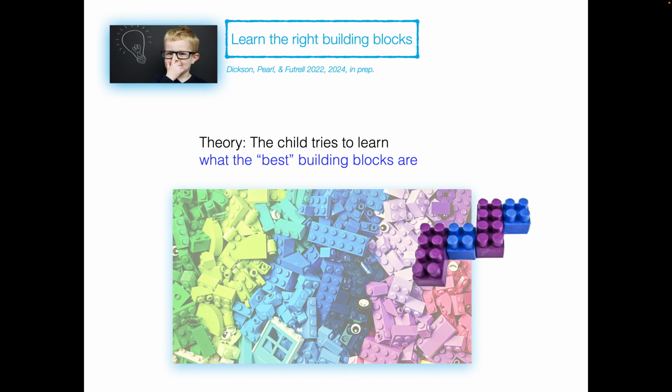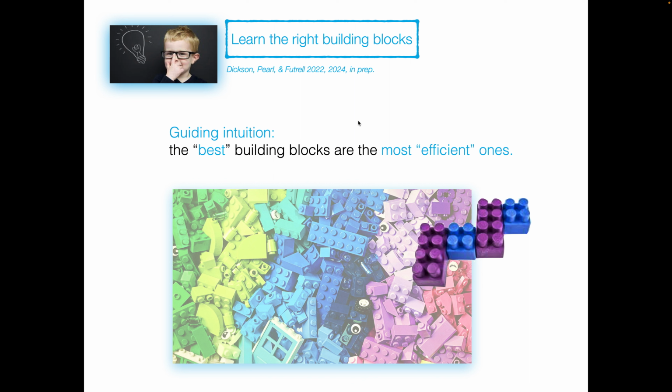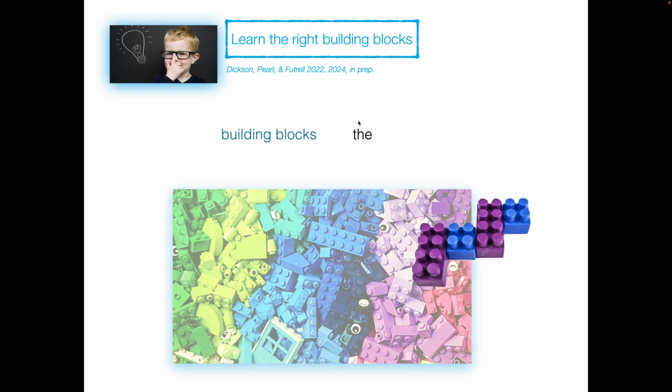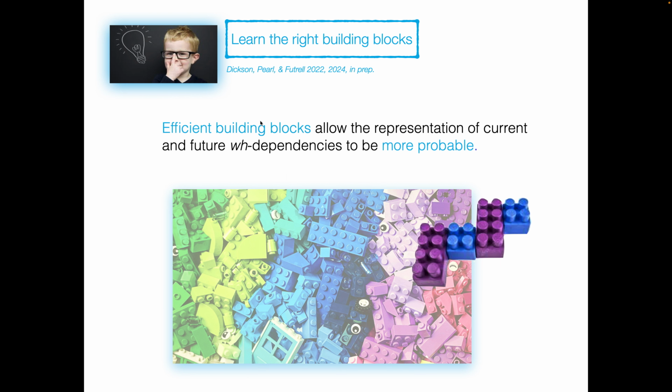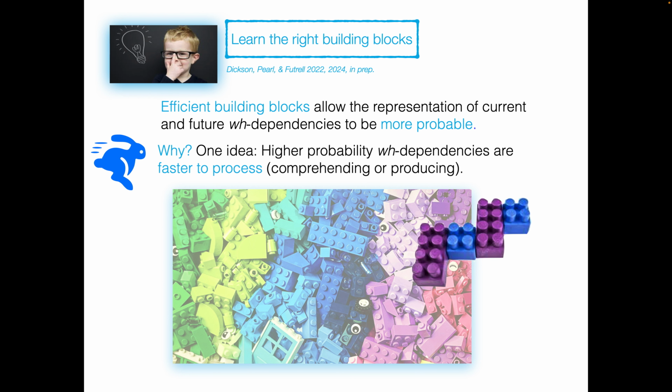So okay, now what about those building blocks? The theory then that we're going to try to implement is that the child tries to learn what the best building blocks are, quote unquote, here. The guiding intuition is that the best building blocks are the most, quote unquote, efficient ones. All right, let's talk about efficiency. Efficient building blocks are going to allow the representation of current and future WH dependencies to be more probable. Why is that good? Why do we think that's efficient?